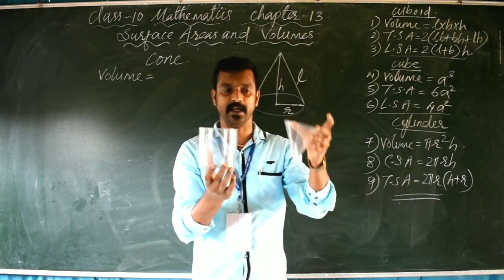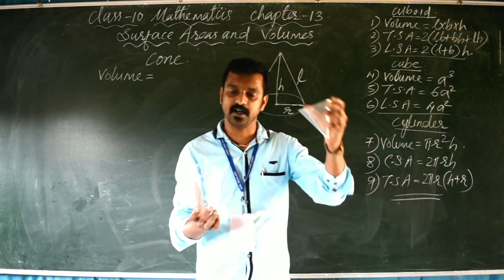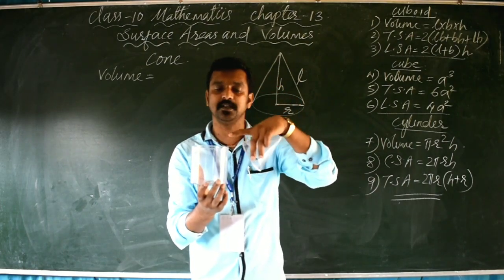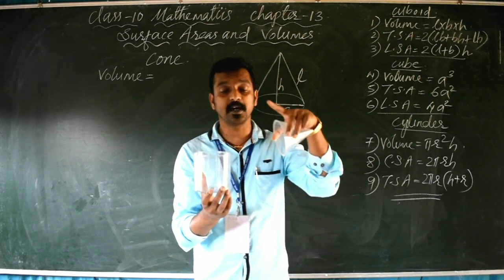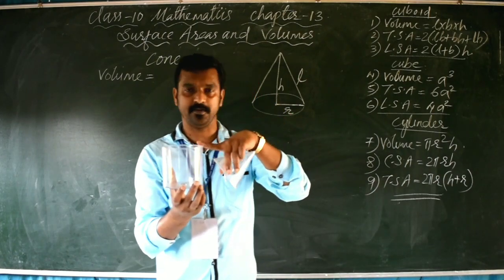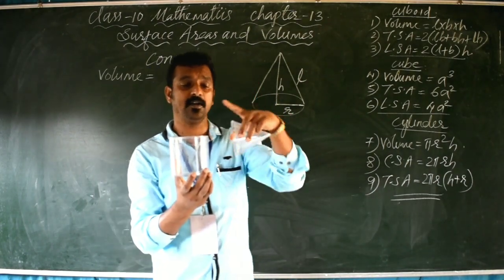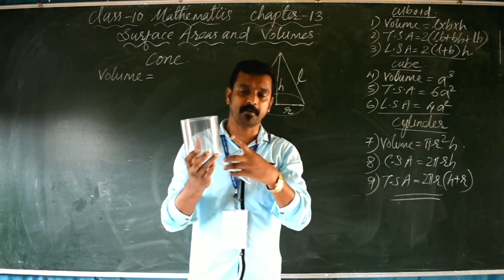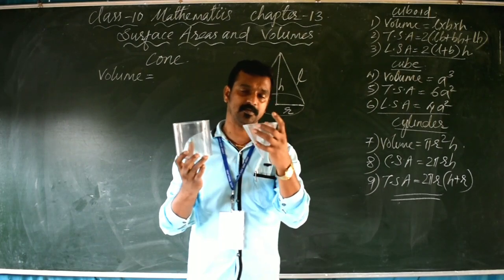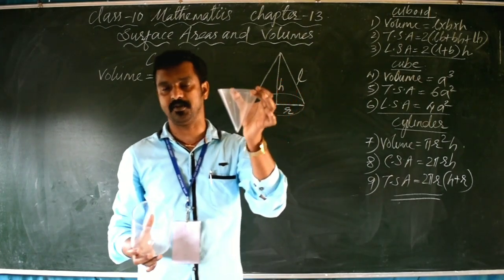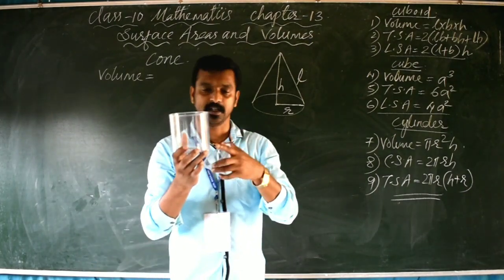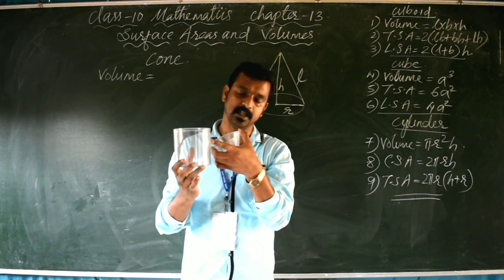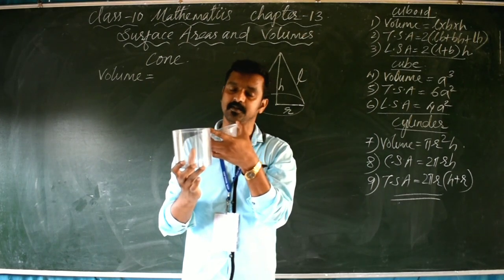If it is the same, then take water in this cone and pour it here. Then we have to pour 3 times in this cylinder to fill it up. When we pour 3 times, it will be exactly full. So 3 times we have to pour. Then what is the volume of this cone? 1/3 portion of the cylinder is the volume of a cone. Once we pour water inside here, 1/3 portion will come. Again 1/3 portion will come. After that, the third time it will be full.